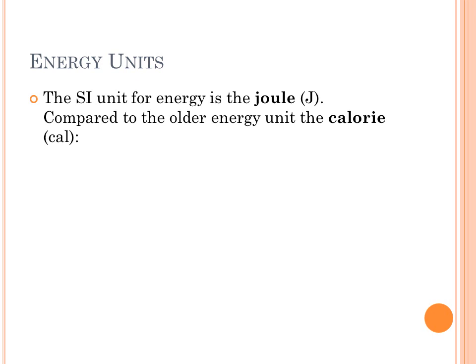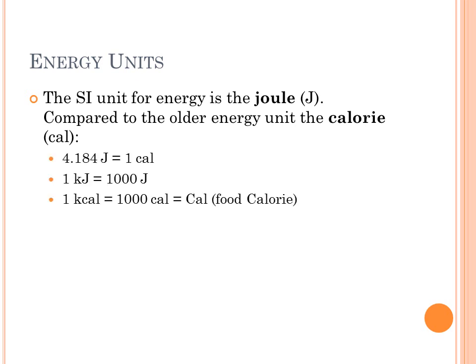Before we do that, let's talk about some energy units, so how we're going to measure this heat. The SI unit, or International System of Units, unit for energy is the joule. There's an older energy unit called the calorie, which is still in fairly common usage. So 4.184 joules is exactly equal to 1 calorie. 1 kilojoule is 1,000 joules. 1 kilocalorie is 1,000 calories, or that's equal to 1 food calorie. Food calories are capital C Calories, where ordinary calories are lowercase c calories.